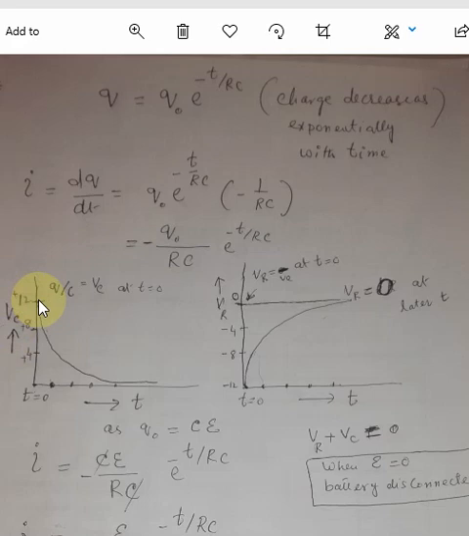So at the same moment, the voltage across the resistor will be negative. Due to this negative sign, the polarity is reversed, and if this is plus 12, the voltage across R would be minus 12.